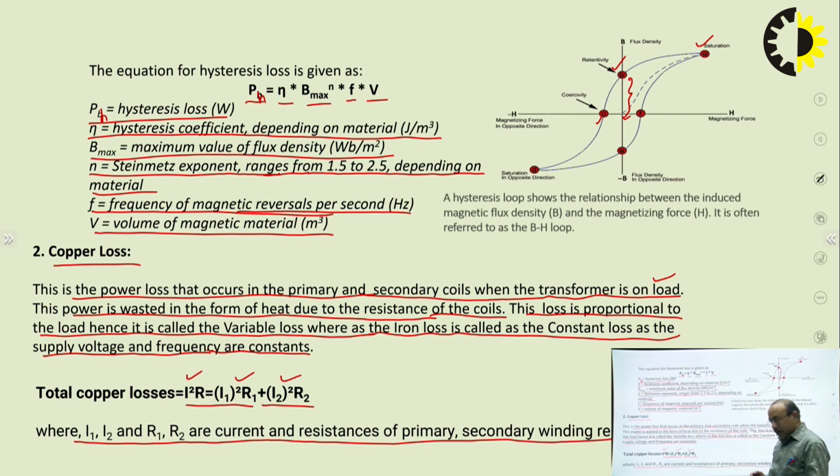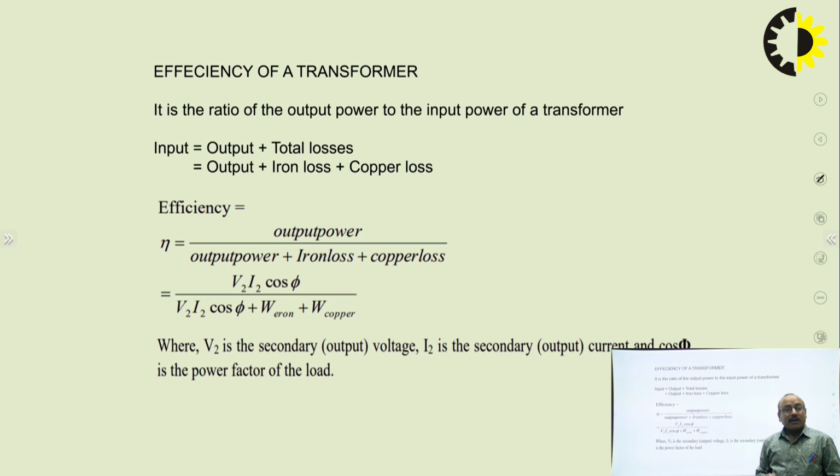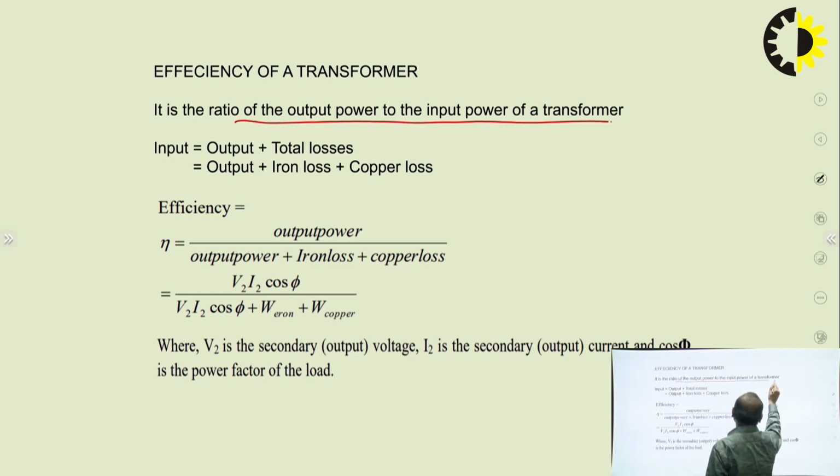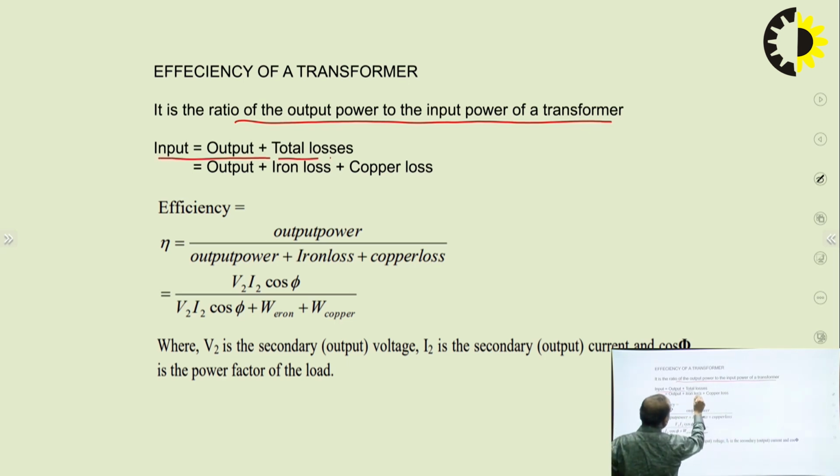Now if we talk further about the efficiency of a transformer, efficiency, as we know, is the ratio of output power to input power for any machine or any transformer. Input power can be written as output power plus the losses which are taking place in the transformer. Already we have discussed the losses, which are copper loss and core loss, and core loss includes hysteresis loss and eddy current loss.